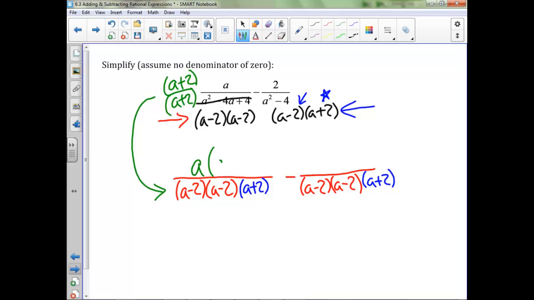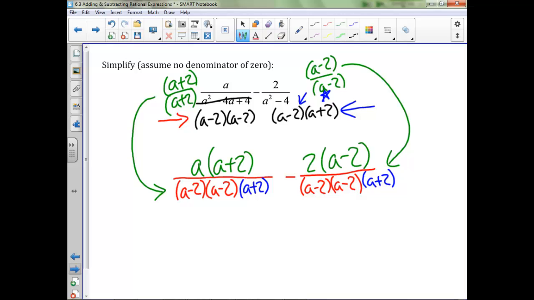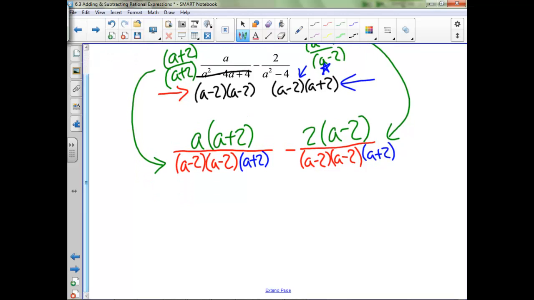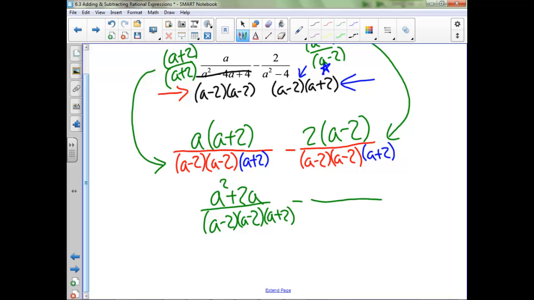So I'll have an a times a plus 2. And on the right side, we need to multiply by a minus 2 over a minus 2, so that we get the denominator we need. So now let's go ahead and distribute. So I'll have a squared plus 2a over a minus 2 times a minus 2 times a plus 2 minus, and our numerator over here is going to be 2a minus 4, denominator the same.